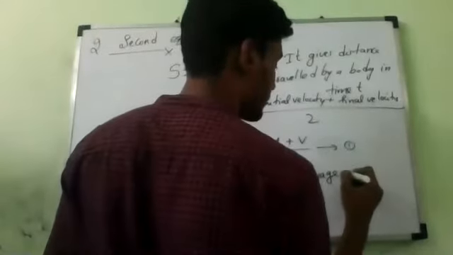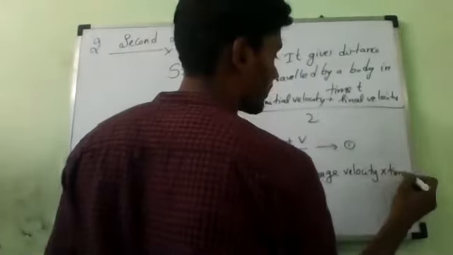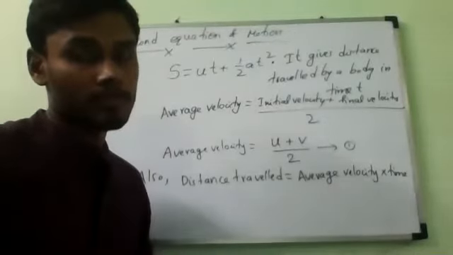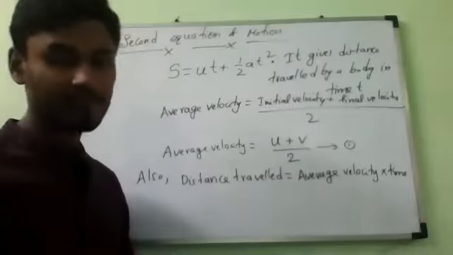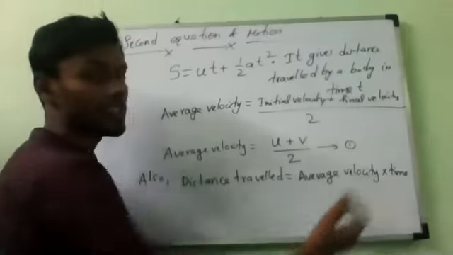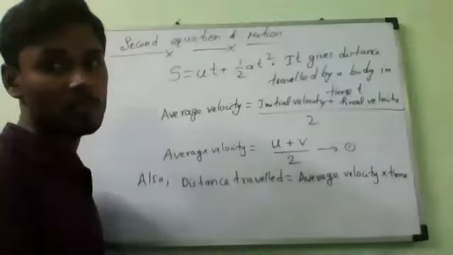You have it or not? This formula, you see it. Distance traveled is equal to average velocity into time. You have it or not? Yes, sir, last class you taught us. Average velocity is equal to distance by time. Distance is equal to what? Average velocity into time. Yes or no? Yes, sir. Understood or not? Understood, sir. Any doubt? No doubt, sir.